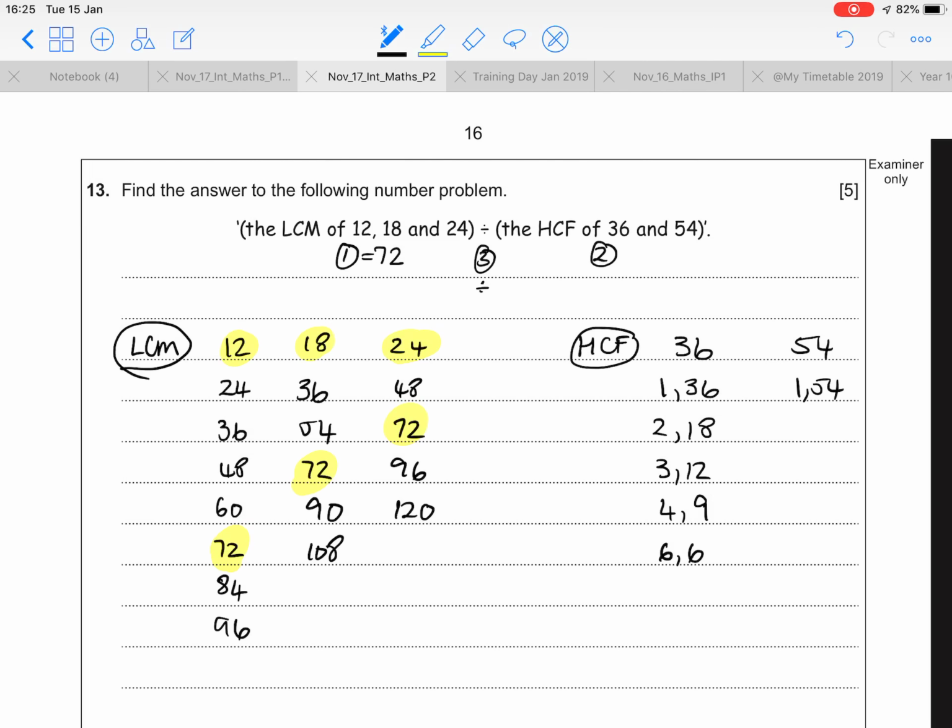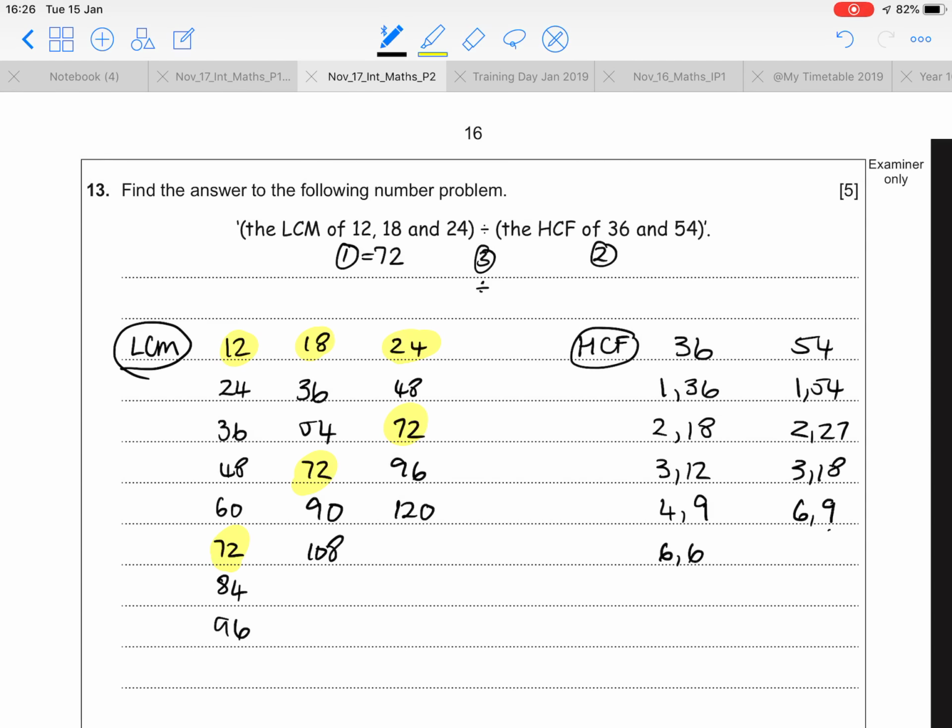So for 54, 1 and 54. For 54, 2 and 27. For 54, 3 and 18. 4 doesn't go into 54, so that's not a factor. 5 doesn't go into 54, so that's not a factor. 6 goes into 54. So 6 and 9, 6 nines are 54. 7 doesn't, 8 doesn't, and as soon as I'm back to 9, I know that I can stop.